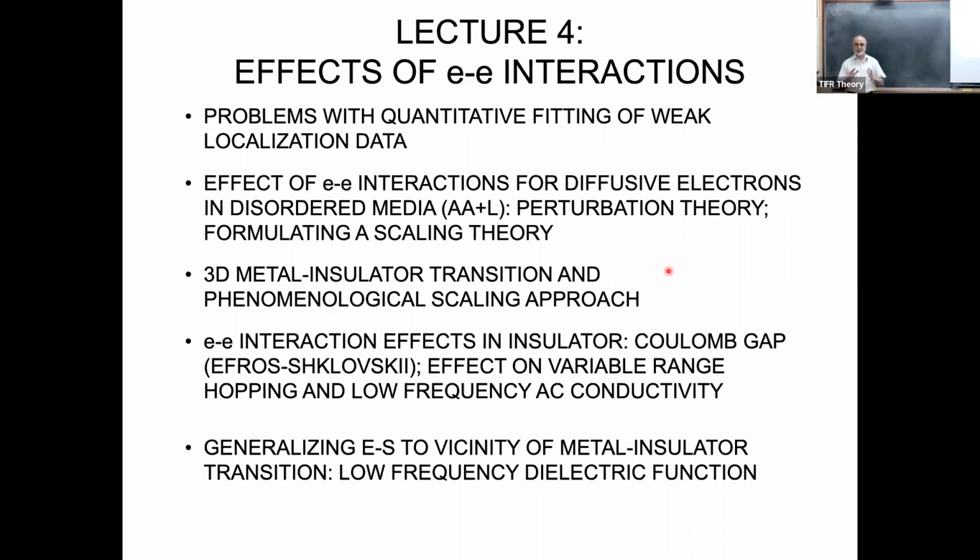If it turns out that the good metal needs electron-electron interactions, in a metal, electron interactions are screened nicely. So it's not a surprise that when you go to the insulator, they should also be important. In fact, they are very important. And this was a point first emphasized by Efros and Shklovsky, who said that electron-electron interactions modify Mott's variable range hopping formula. So I will go through that.